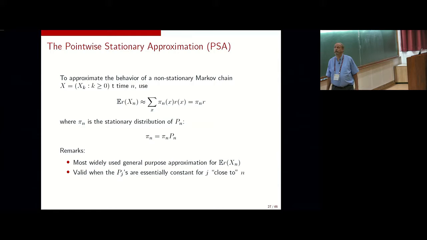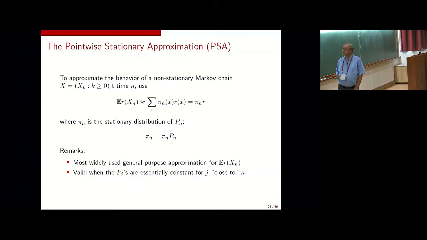Translating that into the math, we have our one-step transition matrix P_n at time n. We compute the equilibrium distribution that goes with that, and we use that to approximate, for example, the expected reward associated with the system at time n. Expected reward, of course, is just a surrogate for any old performance measure you might want to compute. The r function could be an indicator, in which case you're computing the probability distribution of the Markov chain at time n. As I just indicated, this is valid when the P_j's are essentially constant for j close to n.